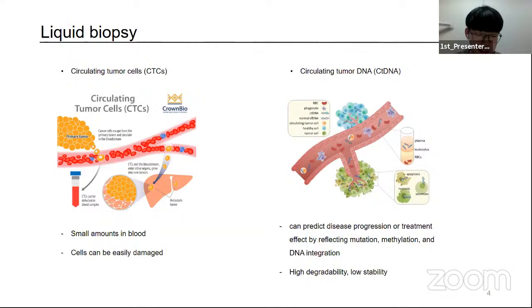Next, circulating tumor DNA, ctDNA, and other nucleic acid fragments are released from dying cells and possibly by active secretion. Because ctDNA may reflect the entire tumor genome, it has potential clinical utility. It is now regarded as a highly specific marker and used as a prognostic marker for some cancers. Using ctDNA, we can predict disease progression or treatment effect by reflecting DNA mutation. However, it is easily degradable and is not stable.